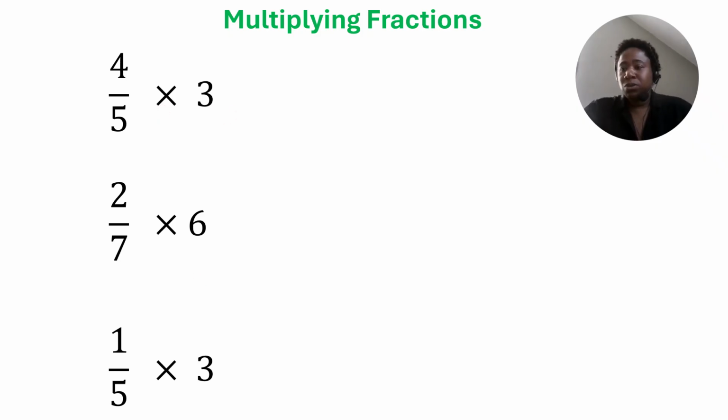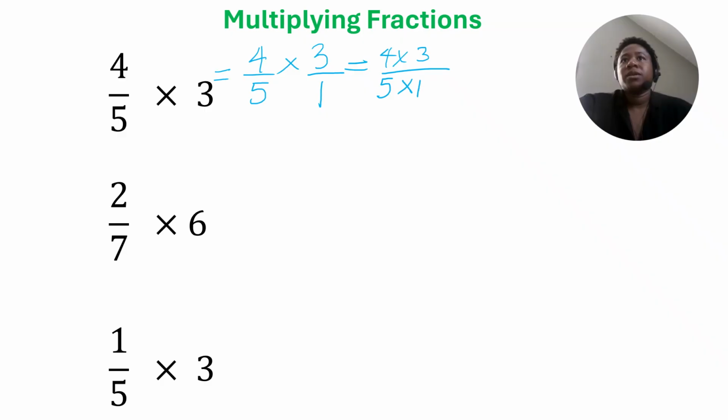My first step is usually to convert the whole number to a fraction, so that students could really see that we're multiplying the numerators and the denominators separately. So we convert 3 to a fraction by dividing it by 1. So this becomes 4 times 3, and I'm extending a fraction bar, and now multiplying the denominators. 4 times 3 is 12, 5 times 1 is 5. So 4/5 times 3 is 12/5.